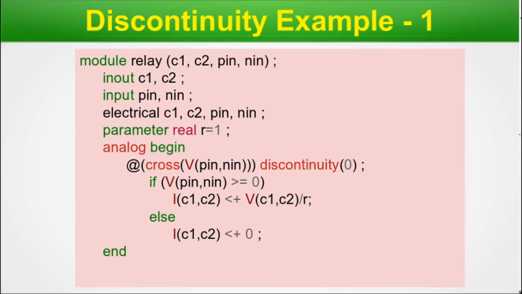So this way we can introduce a discontinuity with the event itself. Let's close the module here, and this is the example. This discontinuity is not mandatory to define, but in certain cases in analog modeling, we know this circuit is discontinuous. In that case we will have to define it. So let's see another example of the discontinuity.